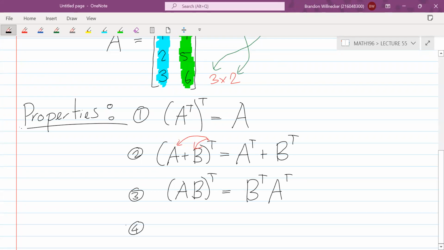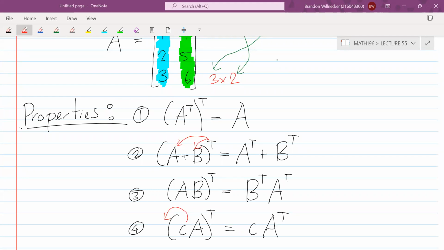Okay, last property, number 4. If we have a scalar multiplied matrix, so CA transpose, then we can just take this constant out. So it will be C times A transpose. So the C can come out of the transposition.